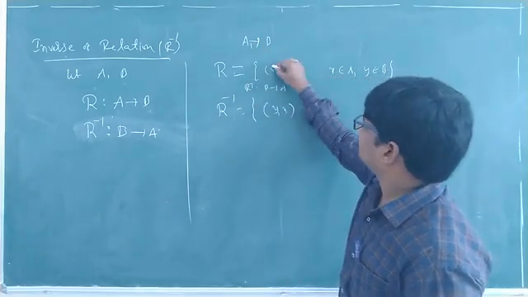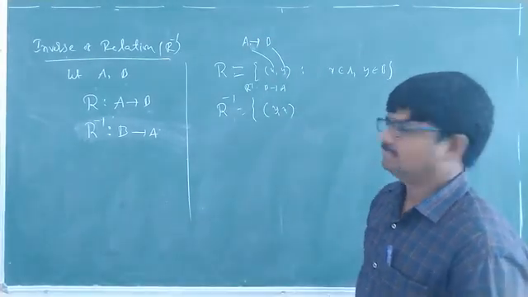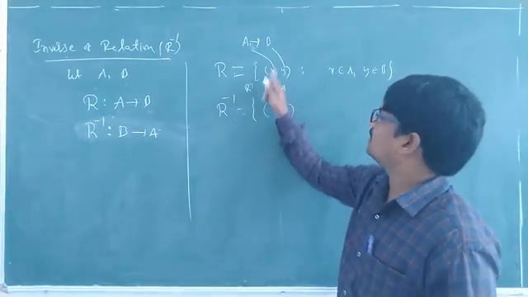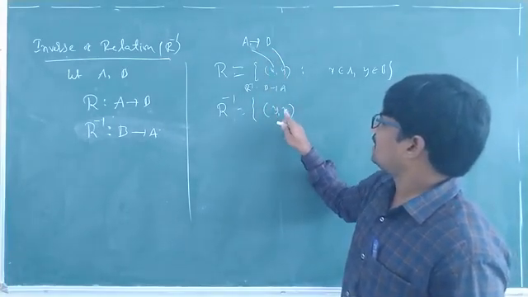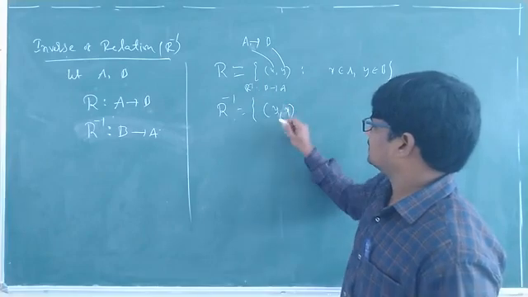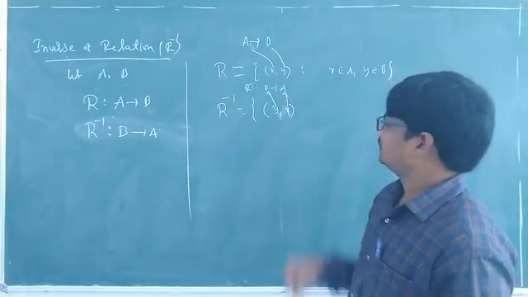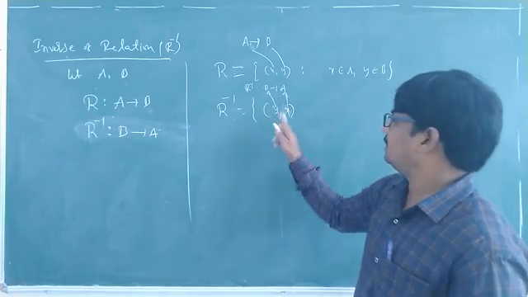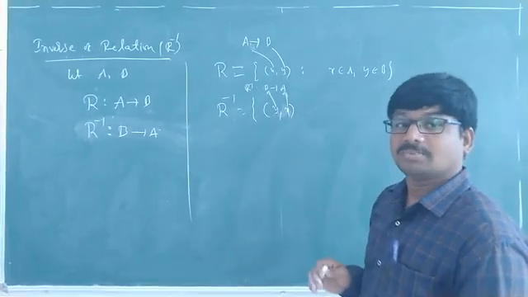Here X is from set A, Y is from set B. What will R inverse, from B to A, be? Here it will be reversed: (Y, X). Y is from set B, X is from set A. Y is always from set B only, and X is always from set A only, but the ordered pair will be reversed.